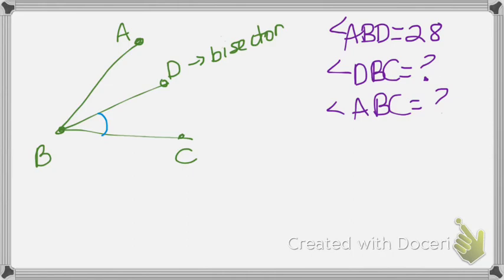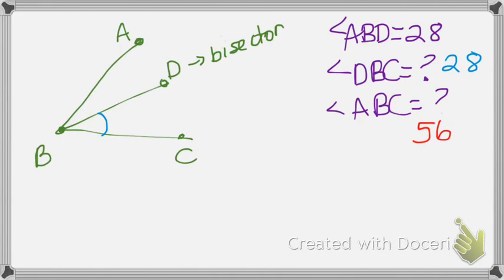Like, we know that the top one's 28. So what's the bottom one? 28. All right. ABC. ABC is talking about the whole entire angle. So it would be both 28s. And so what do you get? 56. All right. Any questions?